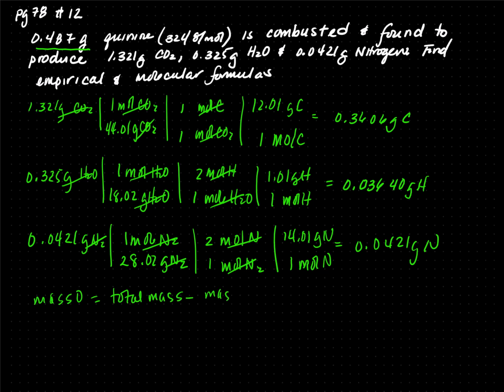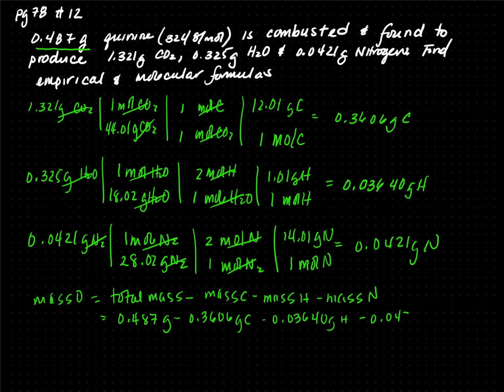So to find the mass of oxygen, we're going to take the total mass given minus the mass of carbon minus the mass of hydrogen minus the mass of nitrogen. So this is equal to 0.487 grams minus 0.3606 grams minus 0.03640 grams of hydrogen minus 0.0421 grams of nitrogen. So it becomes 0.0479 grams of oxygen.